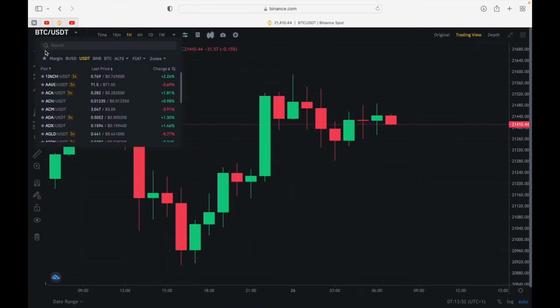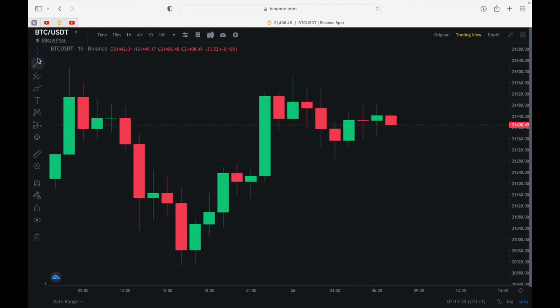You already know the trade pair. These are some analysis tools where we can draw trend lines. We have the pitchfork. These are tools that we can use to analyze the market. This is the time frame.